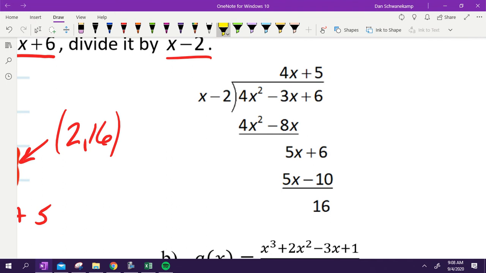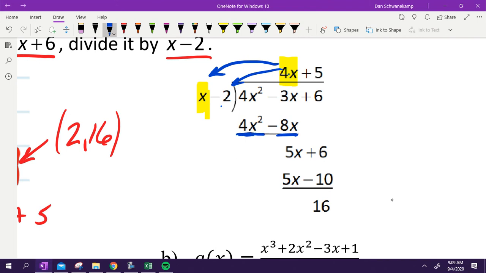With long division, it's exactly what we did in bell work. You start off here and you look at the leading term there, x minus 2. You ask yourself, x times what gets me 4x squared? And the answer is 4x. We put it up above. Once we put it up above, we're going to multiply it down. 4x times x gets me 4x squared, and 4x times negative 2 gets me negative 8x.